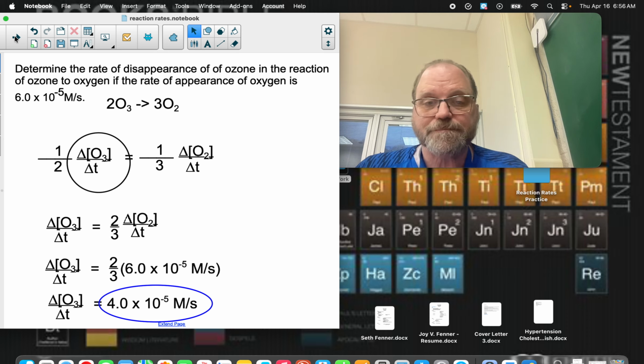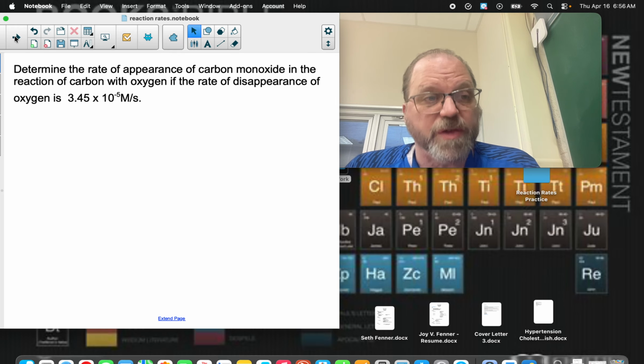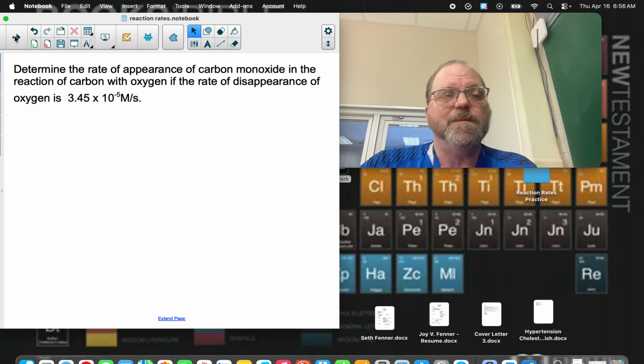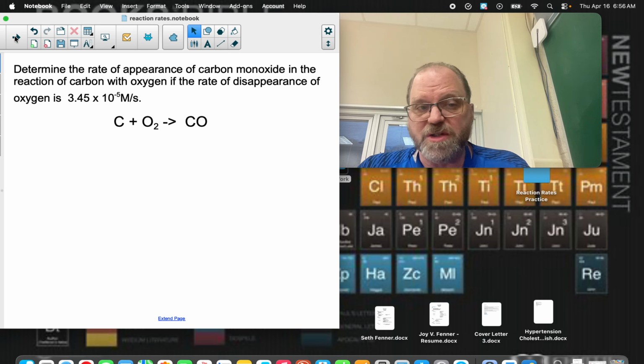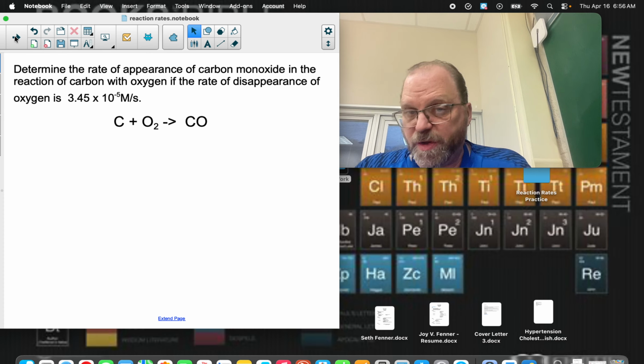All right, I'm going to do one more. I want you to take a second and check this out, try this on your own, and then we'll work through it. So for the second one, determine the rate of appearance of carbon monoxide in the reaction of carbon with oxygen. The rate of disappearance of oxygen is 3.45 times 10 to the minus fifth molar. Okay, now, just in case you don't know, there's a reaction. You've got to balance it up. Pause the video, work through it, see what happens. Okay?